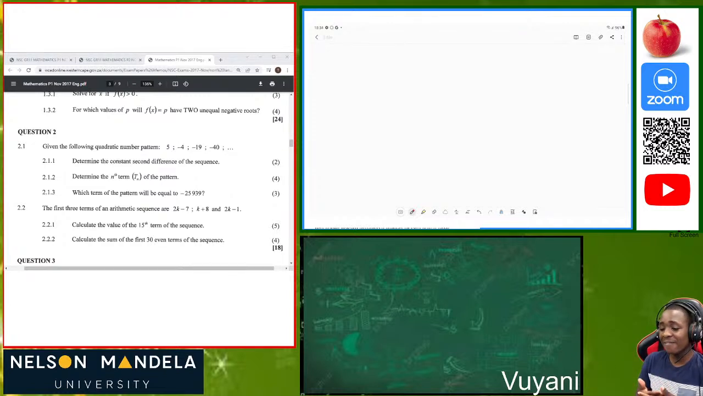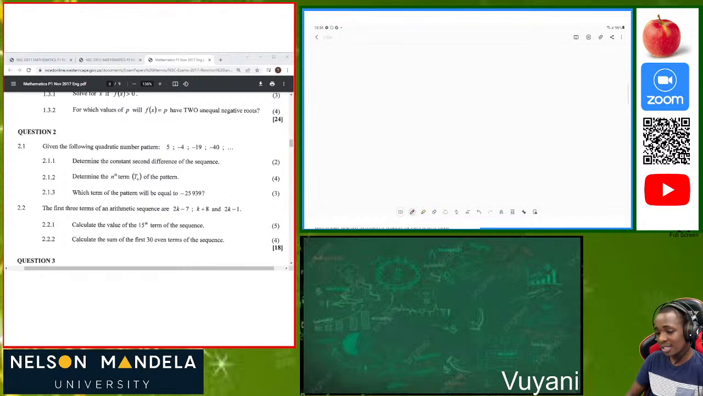Then we also have the arithmetic series. On the arithmetic series, we are summing up the terms of an arithmetic sequence. We sum them using the formula Sn is equal to n over 2, open bracket, 2a plus n minus 1 times d.